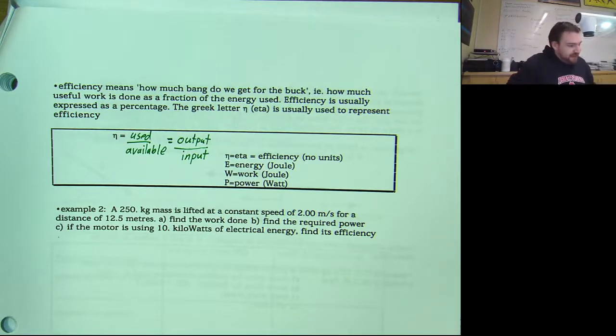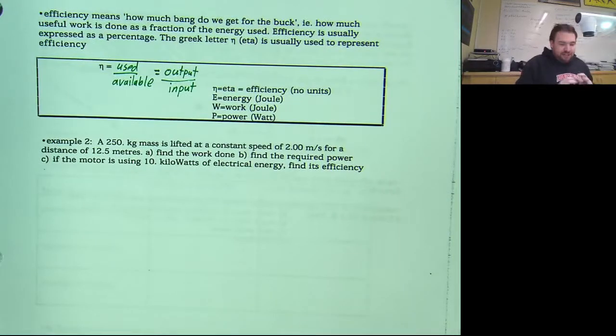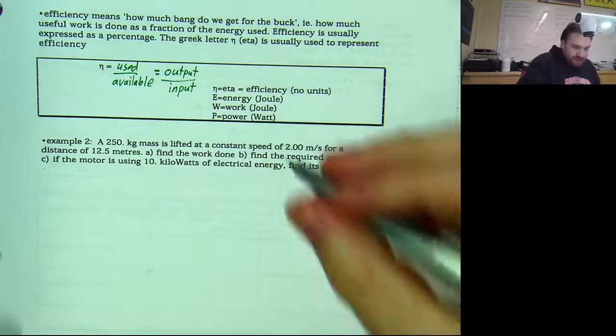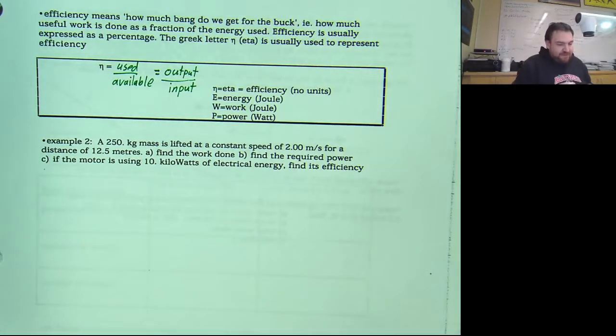Okay, so let's do just a couple examples of what's going on here. We've got a 250 kilogram mass lifted at a constant speed for a distance of 12.5 meters. We want to find a few things. We want to find the work done, the power required, and we want to find the efficiency if the motor that is doing the lifting is using 10 kilowatts of electrical energy. So there are some implications here.